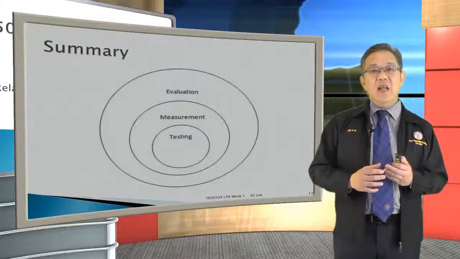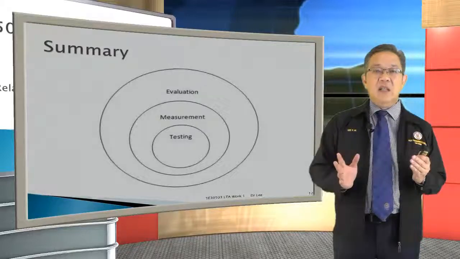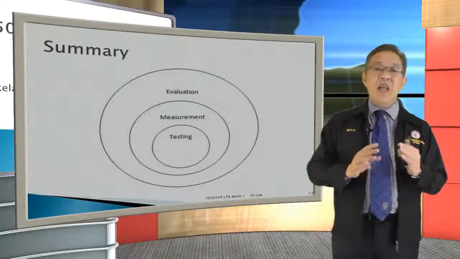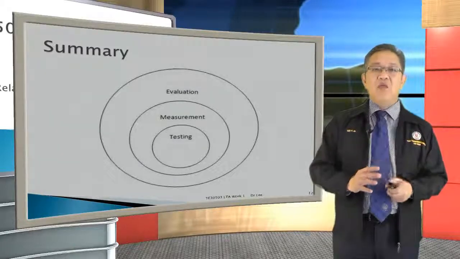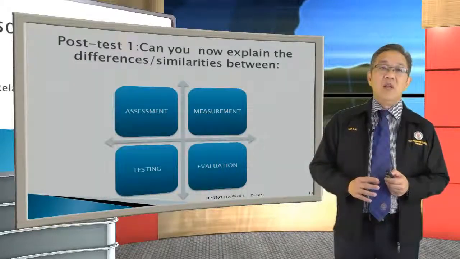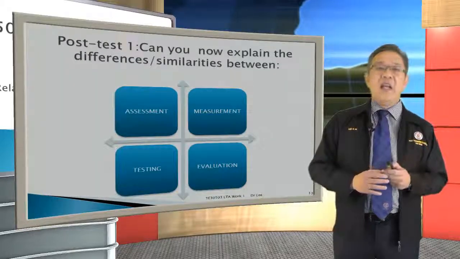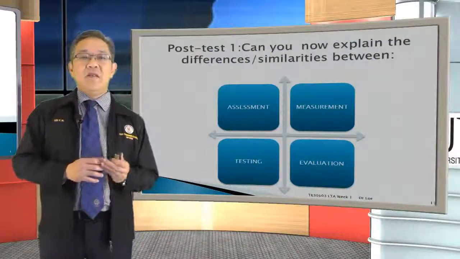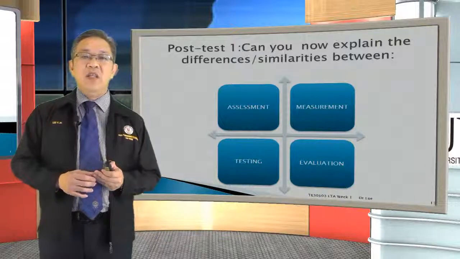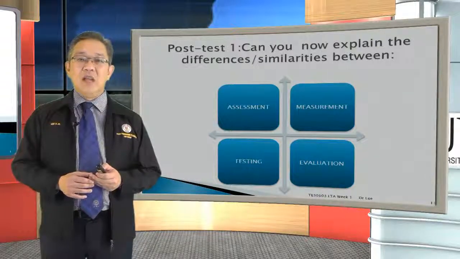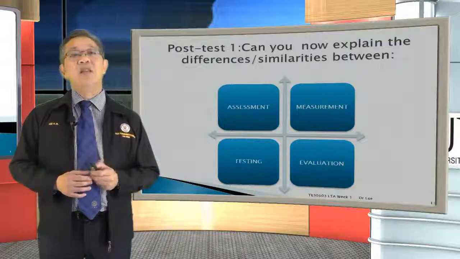So, if you were to try to contextualize these four terms, testing, measurement, assessment, and evaluation, then you can say evaluation is the big umbrella term. Subsumed under evaluation would be measurement and assessment, and subsumed underneath that would be testing and tests. So, I hope by now you will be able to explain the differences and the similarities between assessment, measurement, testing, and evaluation. And with that, we conclude part 1 of topic 1.